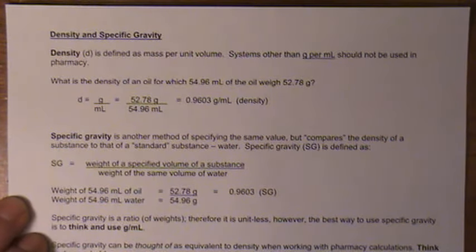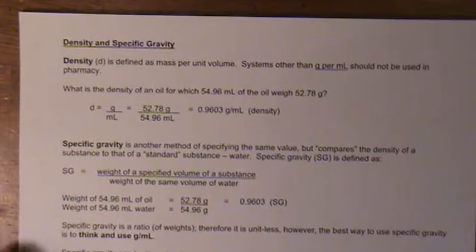Okay, density and specific gravity. It's actually kind of cool, but I don't need you to know exactly how they are derived. I just need you to know how to use specific gravity when it's given to you in a problem. Basically, the density of something is the mass of whatever it is per some kind of volume, and we usually use grams per mil. You don't have to, but metric, that's what we do.